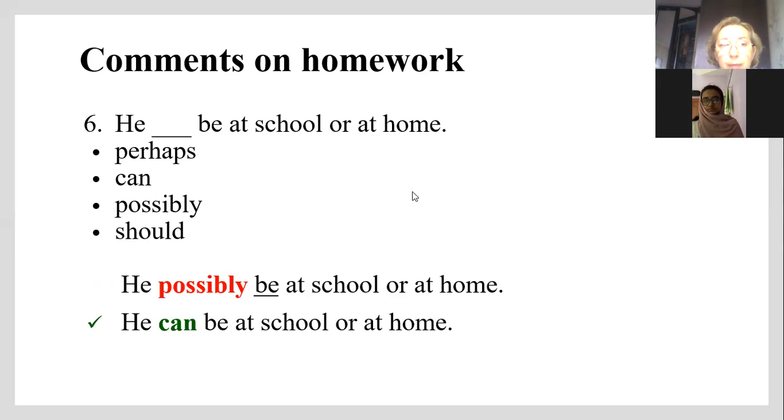Well, and number 6, be at school or at home. Also, there are 2 options, at school or at home. That is why it's better to use can. Some of the students chose possibly. If we use possibly, we should change the form of the verb to be. He is possibly at school or at home. It should be is, not be, like the infinitive. That is why it's incorrect. It's better to choose can.